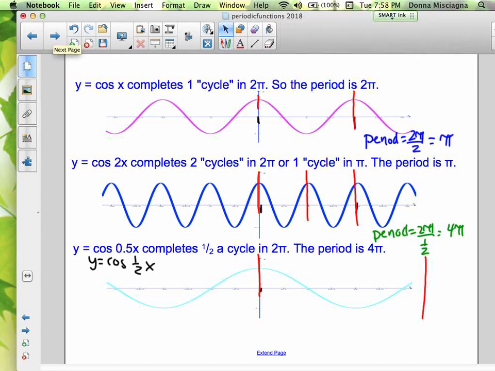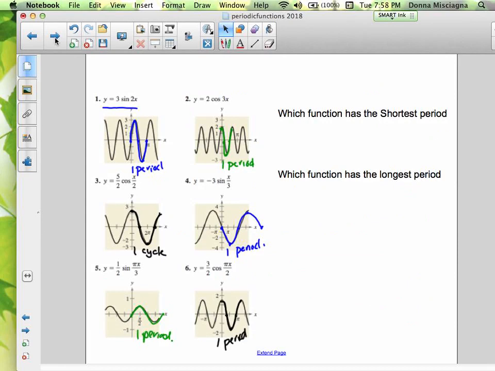So now it takes twice as long for y equals cosine 1/2 x to complete 1 cycle as it does y equals cosine x, and it takes 4 times as long as y equals cosine 2x. Right? That's gone through 2 cycles already. All right, so hope you're starting to understand the difference between amplitude and period and how we calculate those out. And we're going to do a little bit more work with identifying period.